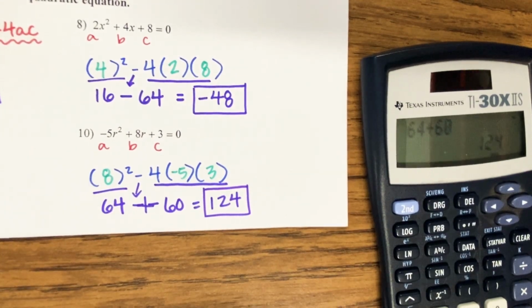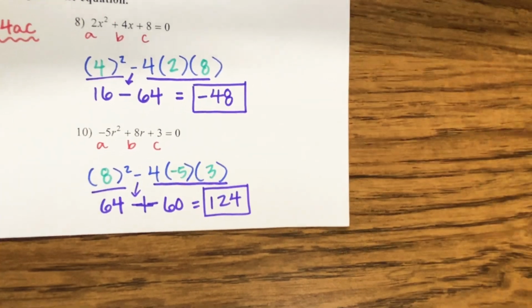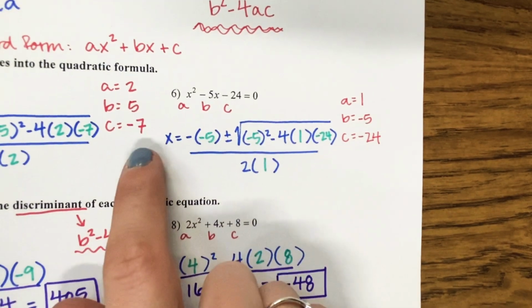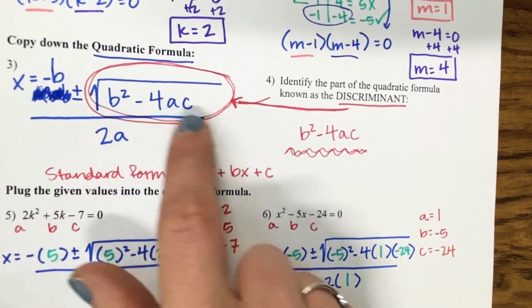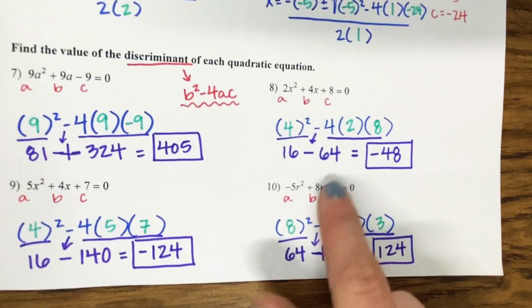And there we go. So we didn't solve for the entire quadratic formula today. We just solved for the discriminant. Where is it? Right here, that B squared minus 4 times A times C. We just practiced solving that one piece.